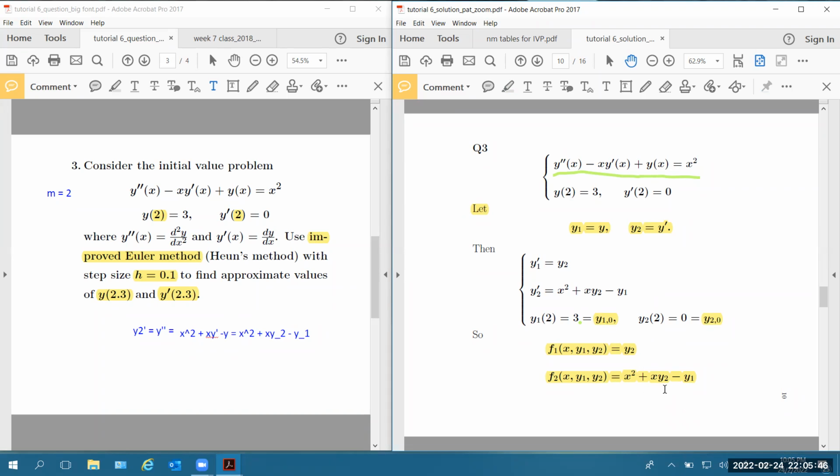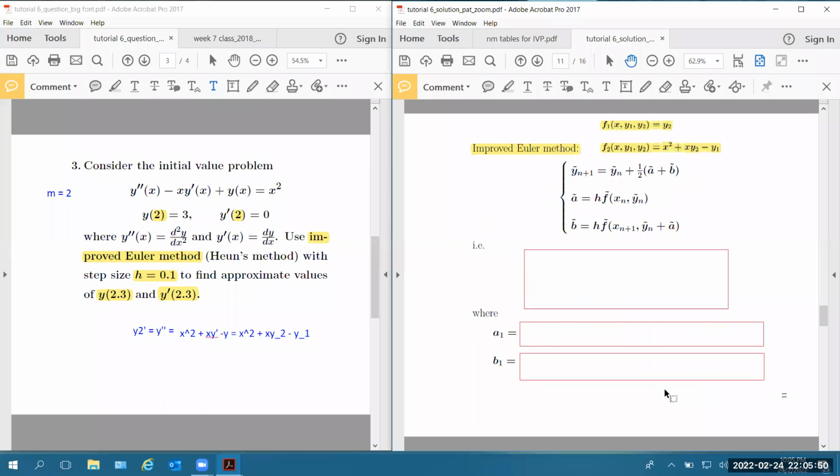So far, okay. Now, improved Euler method. Now we need to write down the improved Euler method. So I've got my f1, f2 here. I'm going to write down my improved Euler method. Of course, you cannot just calculate from here, right? So you've got to write everything out explicitly.